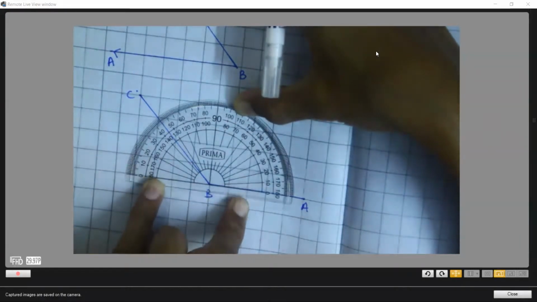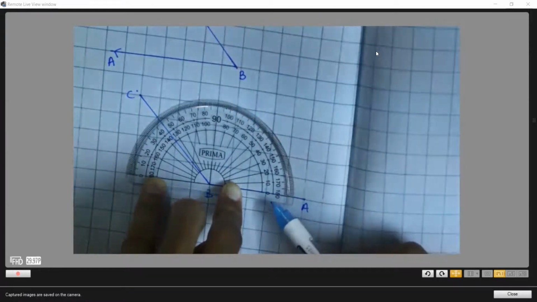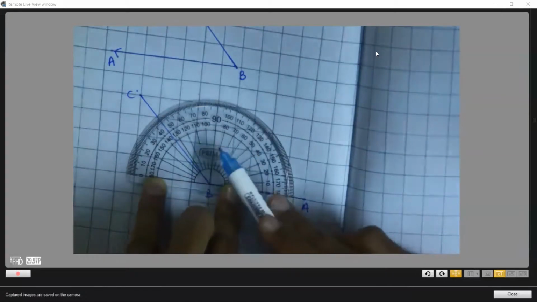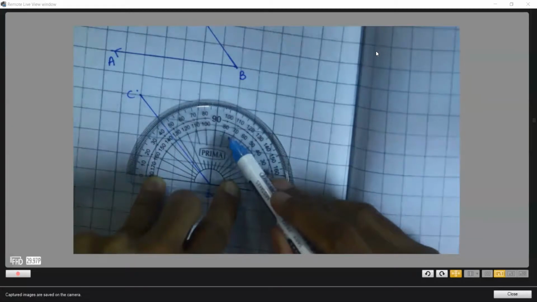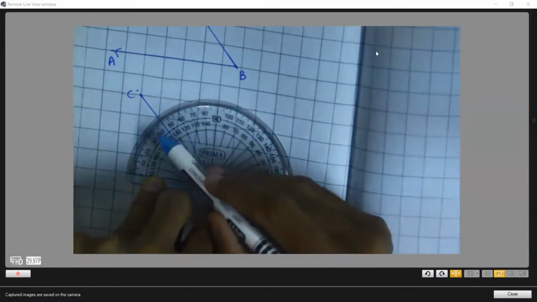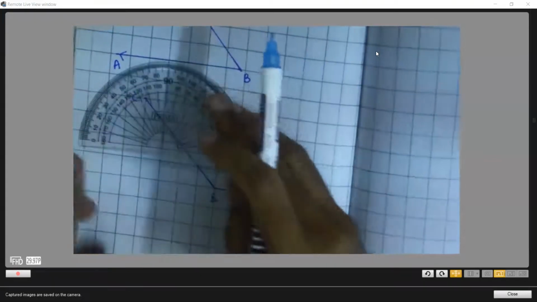135. Okay, come on. 135. Good job, right? Yes. Because one of my arms is sitting on this 0, I will use this scale. 10, 20, 30, 40, 50, 60, 70, 80, 90, 100, 110, 120, 130, 135. Okay, so 135.